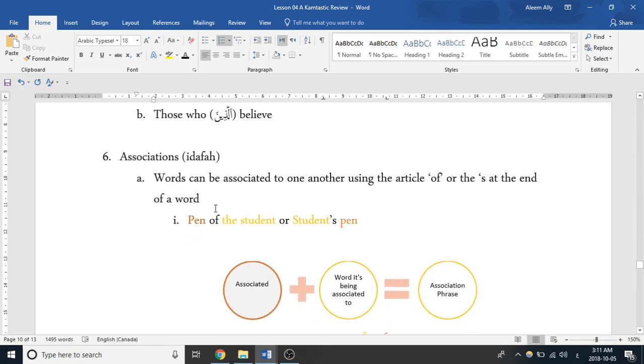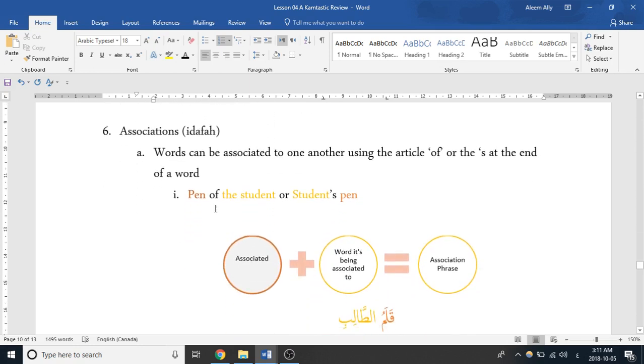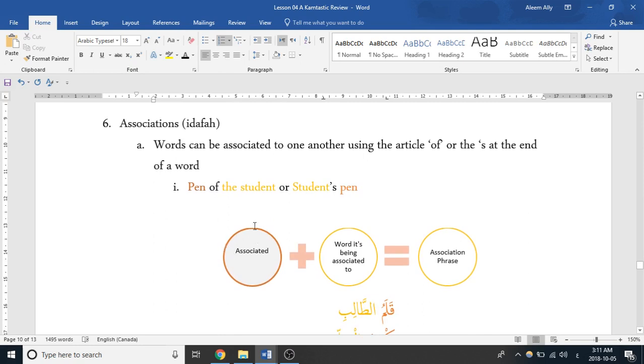Number 6 is associations, which are known as idafa. And essentially an association is where you have one word that's being associated to another word, right? So the word that is associated is going to be definite. And usually in English this looks like pen of the student. This is the associated word that's being associated to the student. Okay, that's really confusing when you keep on saying associate, eh? It could also be translated as the student's pen, right? That's another way of looking at it in English.